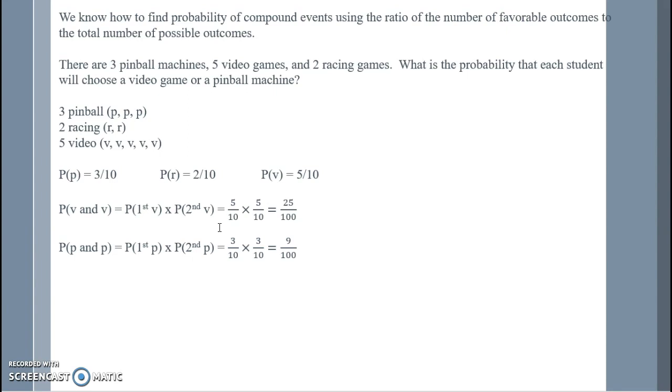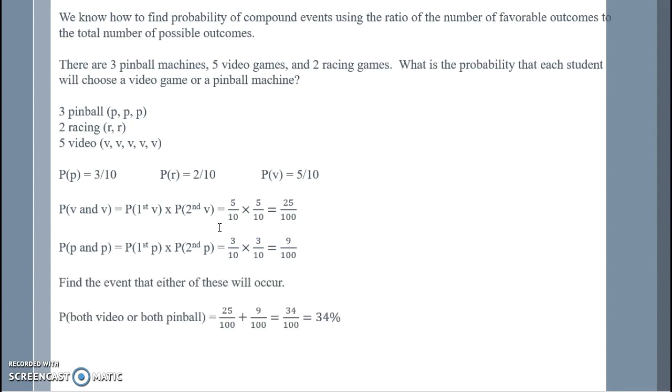But because we have the word or, a video game or a pinball machine, we need to find that either of these events will occur. So both video or both pinball means we need to add their probabilities together. So 25/100 plus 9/100 is 34/100, or 34%.